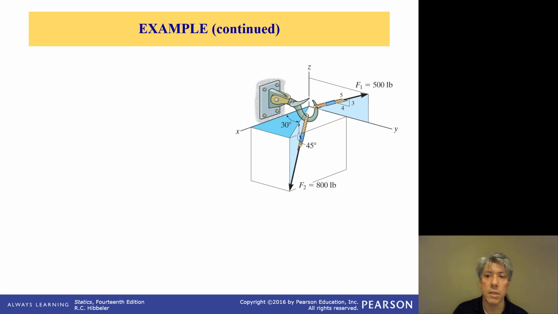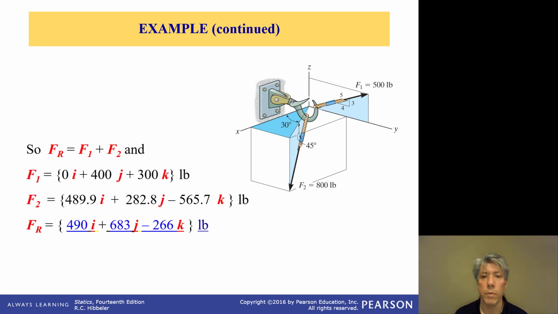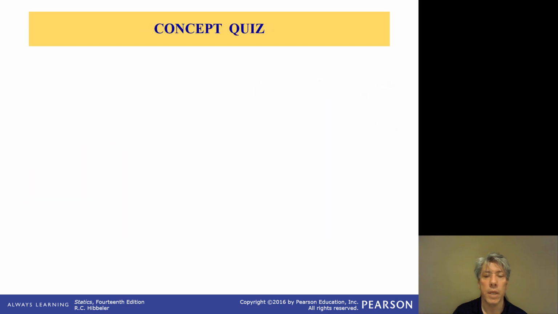Now that we've got the vectors written out in Cartesian form, the resultant, or the sum of the two, is just add them together, term by term. So 0 plus 489.9 is close to 490. We've rounded it up to account for significant figures. 400 plus 282.8 would be 682.8, round that up to 683. And then 300 minus 565.7 gives us a negative 266 after rounding. So now we've got the resultant vector from that problem, which is what we wanted to know.